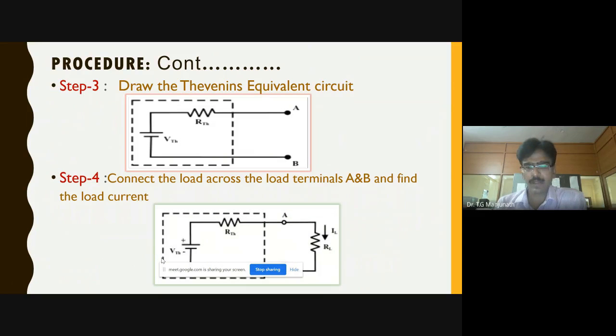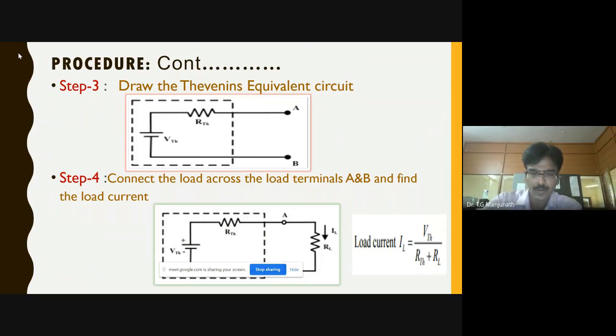Okay, find this current using Ohm's law. What is Ohm's law? IL is equal to V Thevenin divided by R Thevenin plus RL. This is the load current. You can find it very easily.